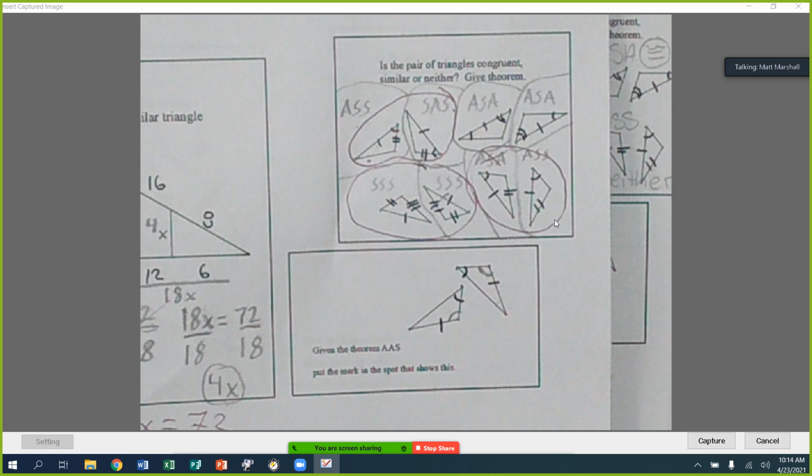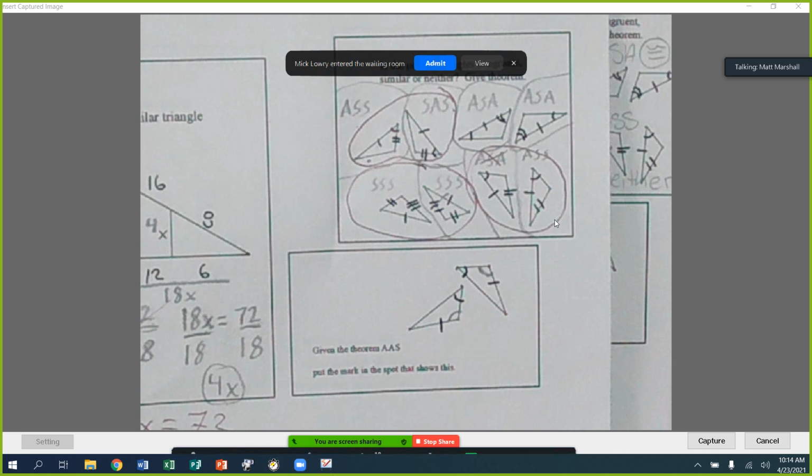Alright, you're done real quick. This is SAS right here, Gabriel. Do you see the parts that make this SAS? The middle one's the angle, right? And then on either side of it, you have the two sides. Yep, the angle in the middle and the two sides on either side. Good job, you've done your part.